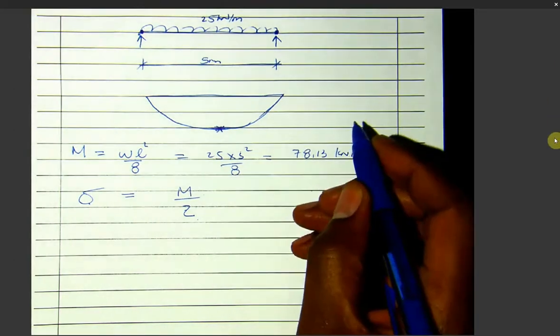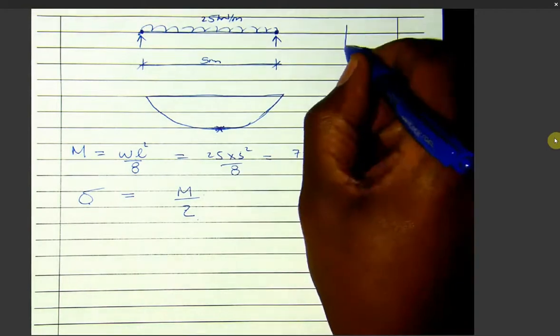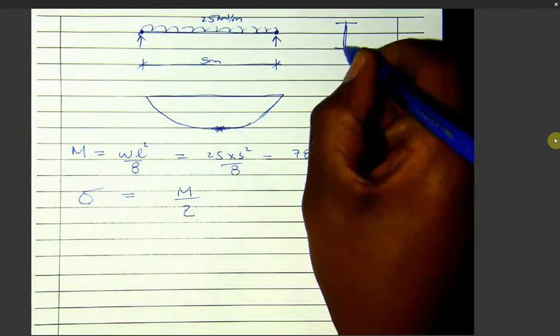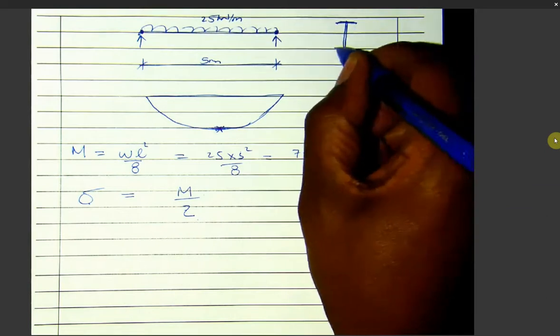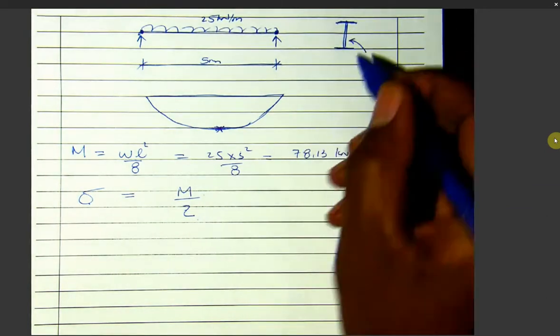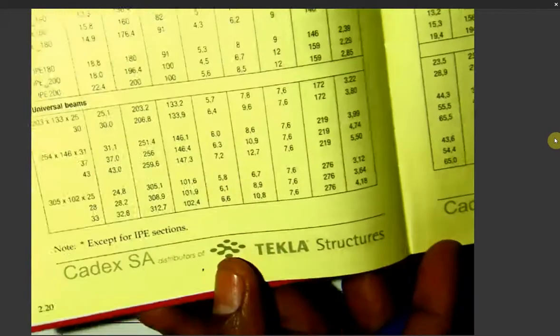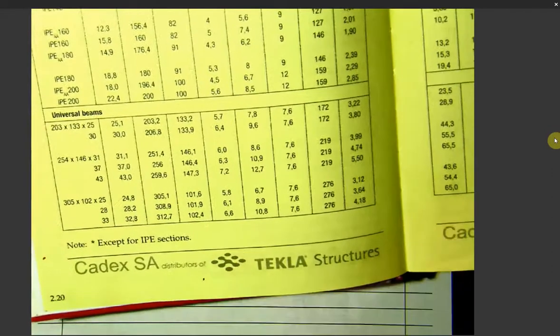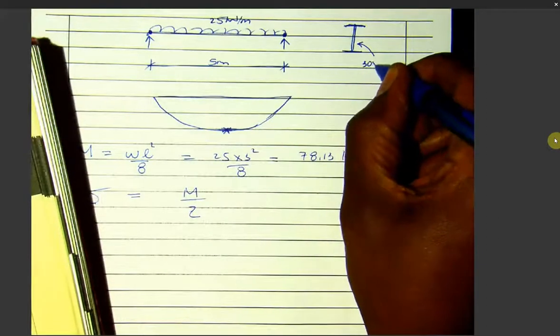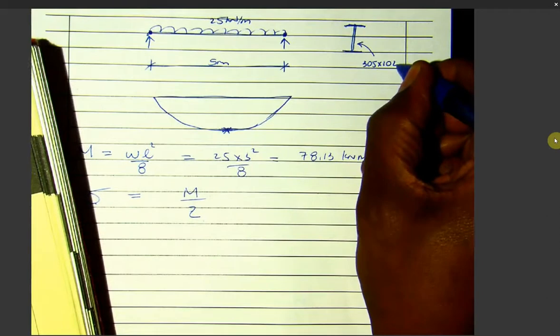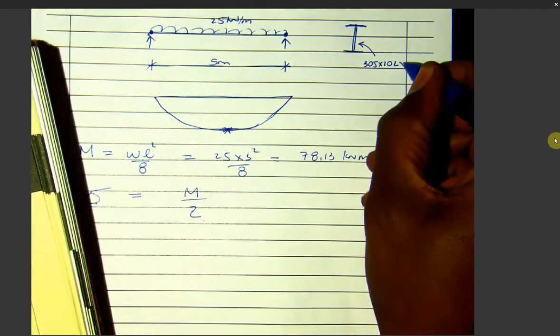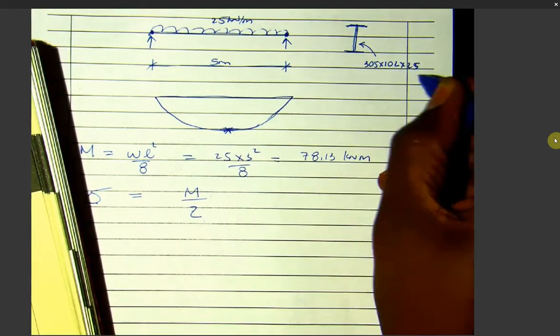Let's say you are told that you're using an I section, and which I section is this? I'm just going to choose any I section, guys, from the red book. Don't worry about this. I'm going to choose this one, the 305 by 102 by 25 I section.